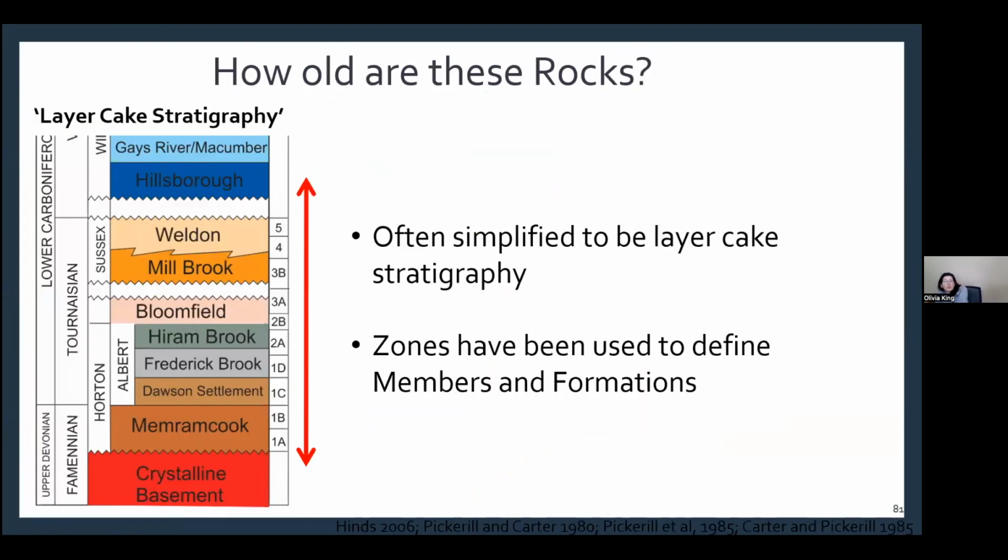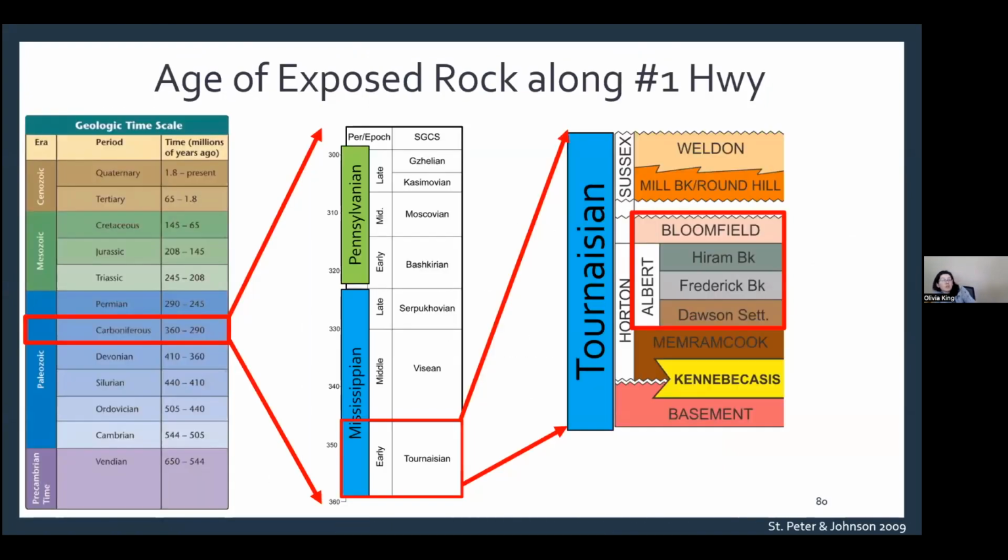And what's really important about this is that, again, I'm just going to repeat this slide, sorry about that earlier, but we have these rocks that are exposed that are of the early Tournaisian. What's really important is that these are of the Albert and Bloomfield Formation, so the equivalent in Nova Scotia would be the Horton Group. But all these different formations are different lithologies, and they're representing different types of rocks.